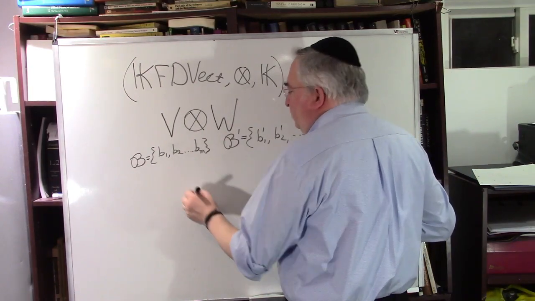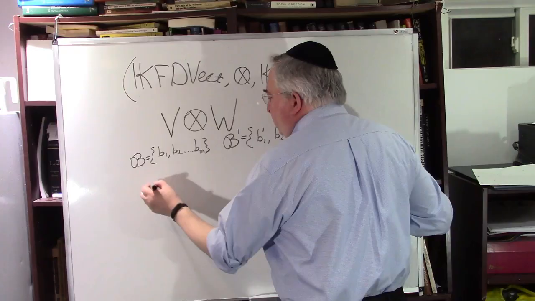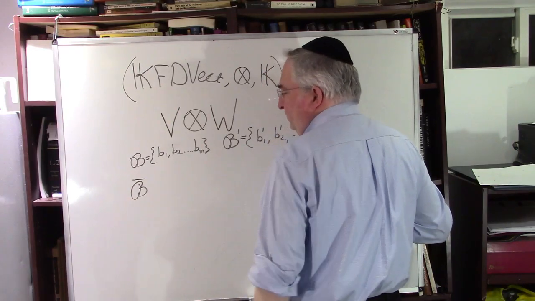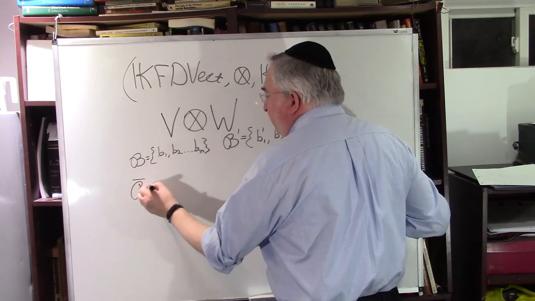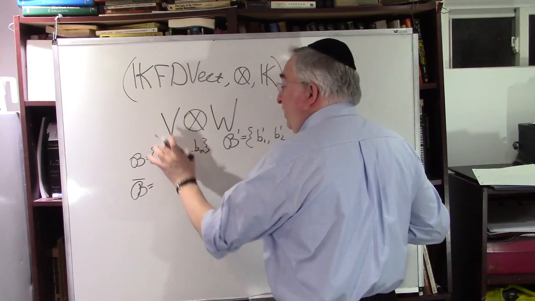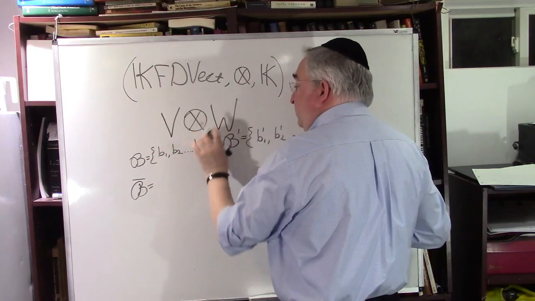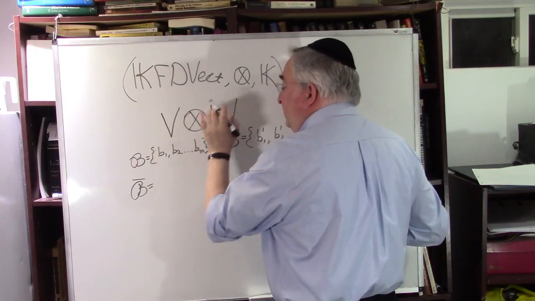And so the new elements will be as follows. So this is going to be the basis. We'll call it B hat or B bar, and this is going to be the basis of both of them. Again, the basis of V is this, the basis of W is this. Now I'm doing the basis of V tensor W.